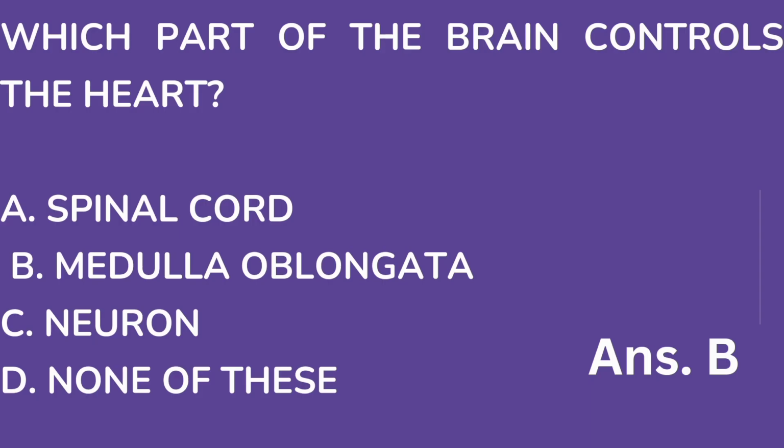Next question. Which part of the brain controls the heart? Option A, spinal cord; option B, medulla oblongata; option C, neuron; and option D, none of this. Here the right answer is option B, that is medulla oblongata. Medulla oblongata is the part of the brain which controls the heart.